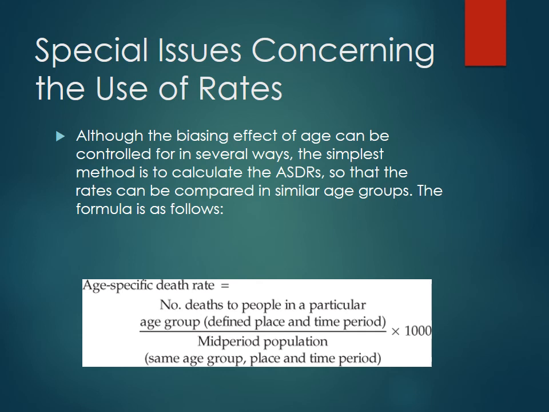So although the biasing effect of age can be controlled in several ways, the simplest way we're going to do this is to calculate the age-specific death rates so that the rates can be compared within similar age groups. You can use the following formula. You can basically take the number of deaths to people in a particular age group, defined by your place and your time period, over the mid-period population, right? So this is a rate we're looking at, times 1,000, or whatever constant you want. In this case, 1,000 is the most common one.